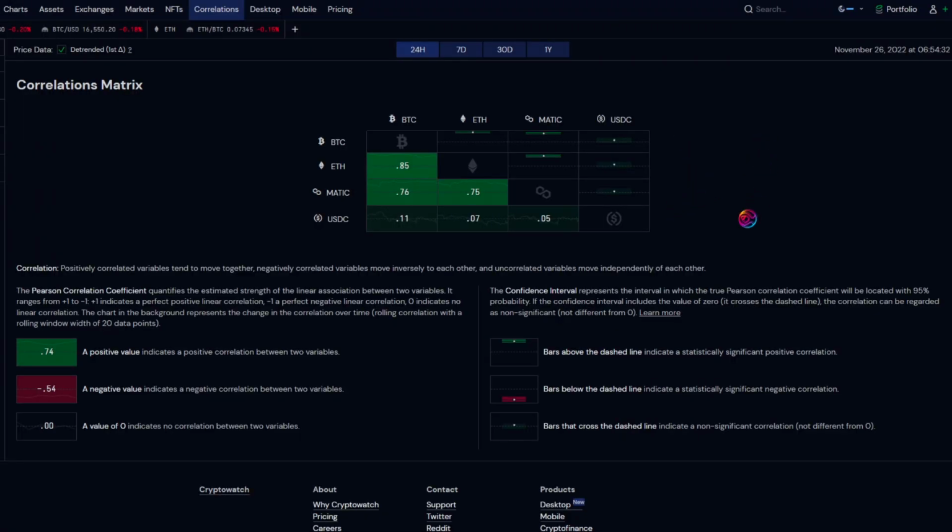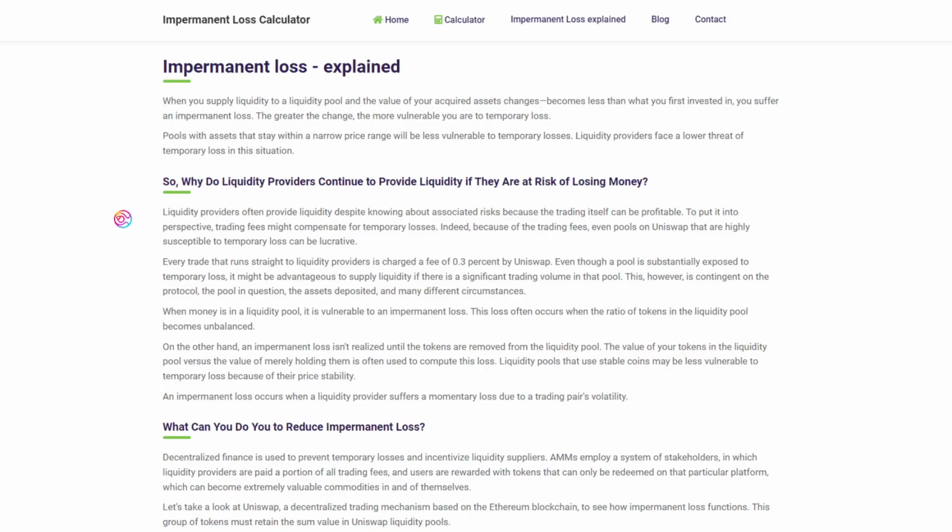This highlights another point about impermanent loss, which is that it really does not become significant unless one of the tokens in your LP position has a very significant price change relative to the other. More highly correlated assets such as ETH and Matic will have a lesser degree of impermanent loss compared to lower correlated assets such as Matic and USDC. This is all much better illustrated with some examples.